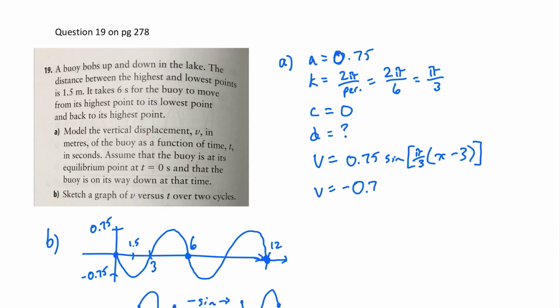Another option, we could do V equals, wait, we talked about making it negative, negative 0.75 sine, and we have pi over 3, and then we'd have x. And if we do negative, we don't have to shift it because that allows it to go down first. We could use a cos graph too. Cosine would work just fine, but we won't.